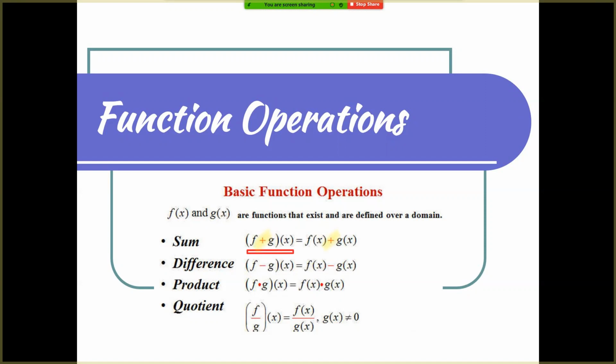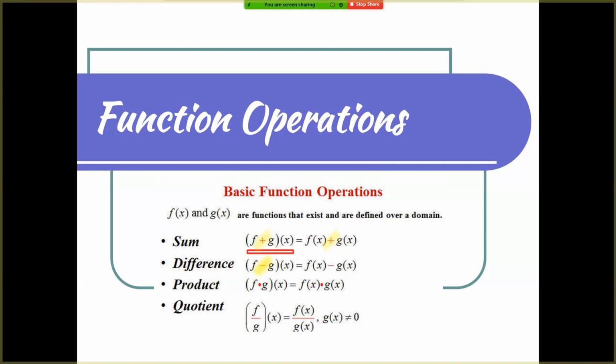Similarly, for the second one, the difference, here we have f minus g of x. That means take f of x, whatever that function is, minus whatever the function g of x is. The tricky thing here is since this is minus, you have to distribute that negative to as many terms as there are in there. So that's really the tricky thing there. And then once you distribute that, all you have to do is combine like terms again.